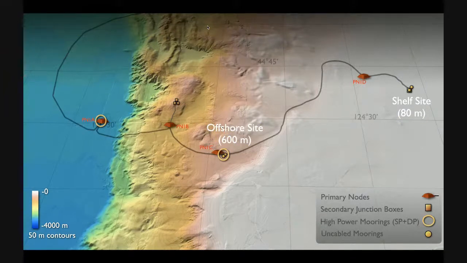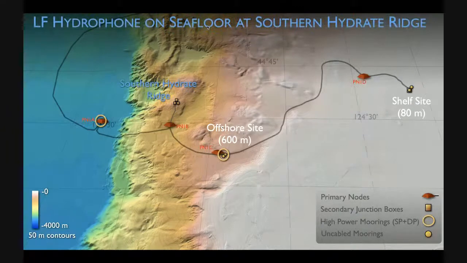Now, that was accounting for the broadband hydrophones. We also, as I mentioned, have low-frequency hydrophones, and those are associated with broadband hydrophones and broadband seismometers. One occurs at Southern Hydrate Ridge, and that was, as Dana mentioned, the location of large amounts of methane emissions associated with hydrates, and that is all due to the interaction of the seafloor, the sediments, and the subduction zone of the Cascadia margin.